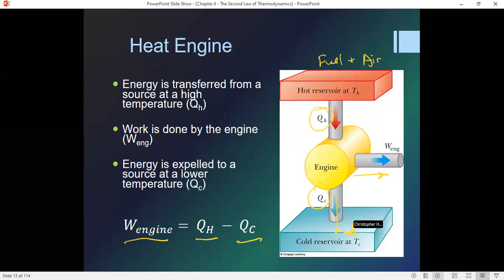This could also be a power plant. We could imagine that there's some source of energy, again, that's heating up the boiler. The boiler then generates steam. The steam goes into the turbines. The turbines turn to create work, and then that heat is exhausted out into the environment. So a heat engine basically works the same way for a number of different systems.